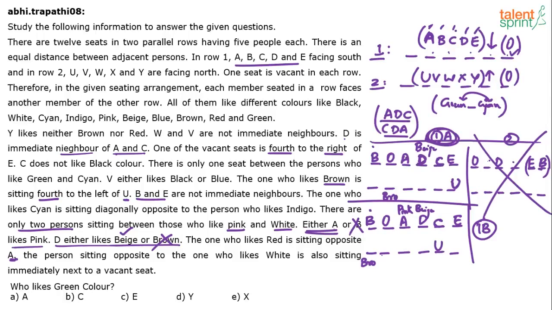Yes or no? And then if pink is fixed, then white is also fixed. If this is pink, then what is white? E should be white, because there are two persons between pink and white. So E is white. Here also E is white.